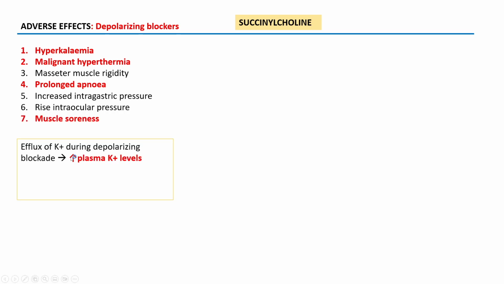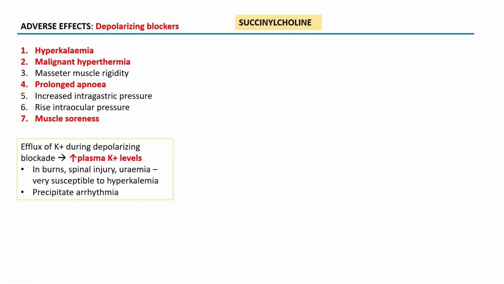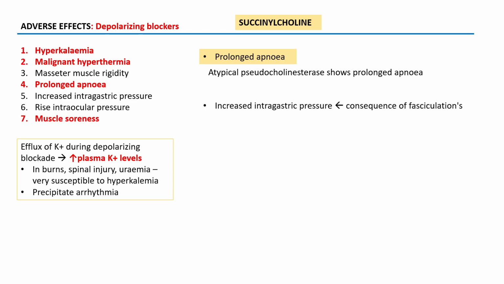Efflux of potassium during the depolarizing blockade will increase the plasma potassium levels, and this carries a risk of very dangerous consequences if the patient has burns, a spinal injury or uremia. All these conditions are very susceptible to hyperkalemia, and along with that, they can precipitate arrhythmia due to the high potassium levels in the plasma. Next is prolonged apnea, seen with atypical pseudocholinesterases, mainly because succinylcholine will not be metabolized, leading to prolonged apnea.